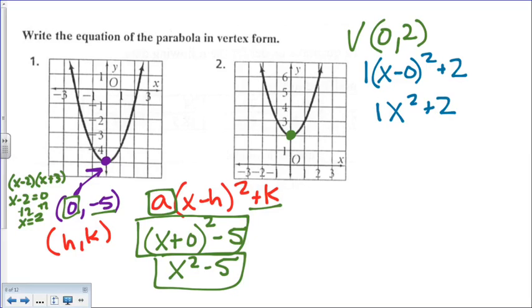So a very quick, easy way to look at this, especially if it just says write in vertex form, is that the most important thing to find is the vertex. And once you find the vertex, just do the opposite for x and then write down y beside it. So there you go.